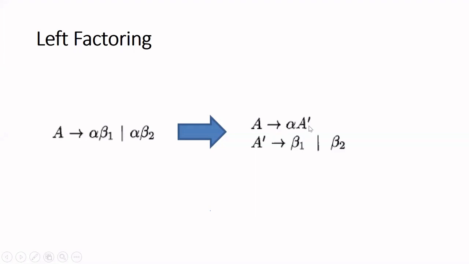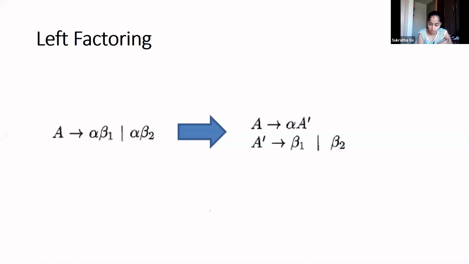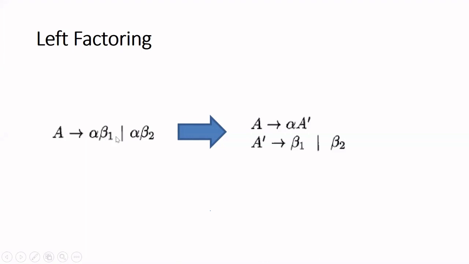Are you able to understand this general form of left factoring? You can note it down on a sheet of paper. A derives alpha beta 1 or alpha beta 2. Out of these two options, take out the common factor. The common factor is alpha. So A derives alpha A dash. Now write another new production for this A dash which has got different values. So A dash derives beta 1 or beta 2.